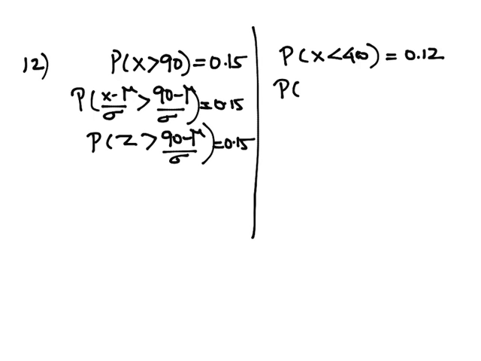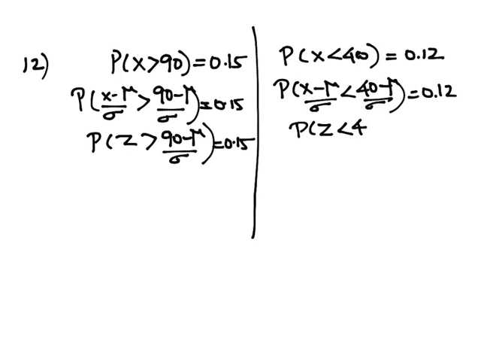Now here, same thing, P of x minus mu by sigma less than 40 minus mu by sigma is 0.12, which means P of z less than 40 minus mu by sigma is 0.12. Now here the area is given, we need to find the value, so I'll use the inverse normal. So go to distribution, normal. What you need to do is now go to inverse normal.